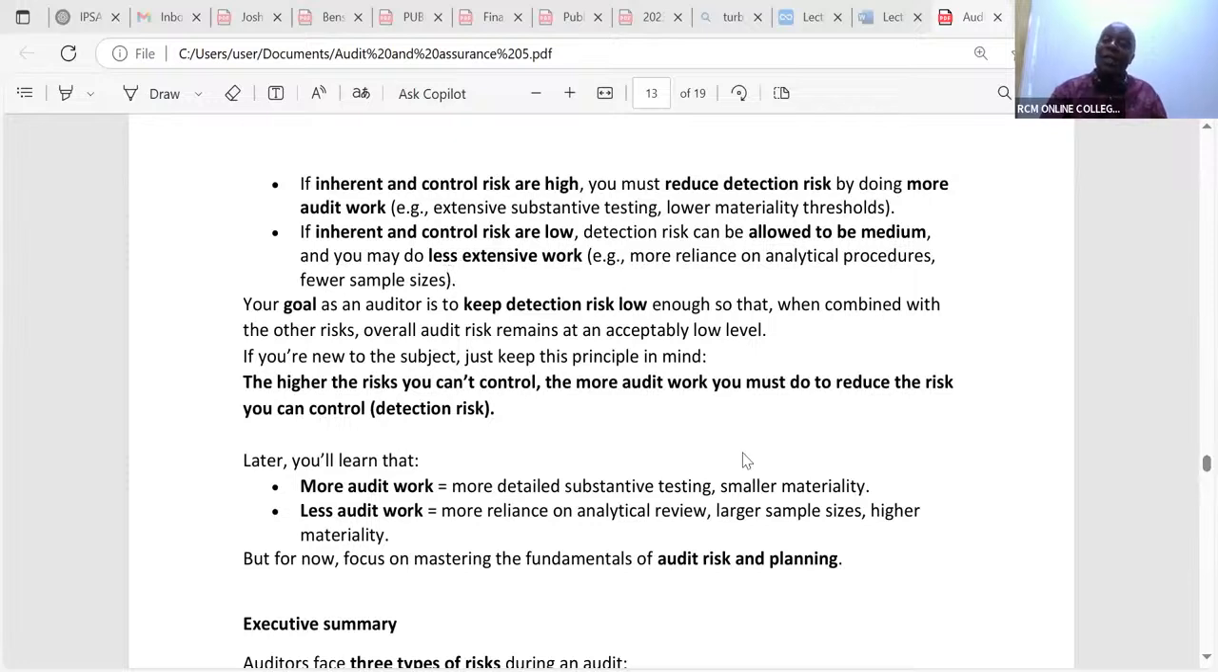Now, ladies and gentlemen, one thing that I would want to tell you is this. When you lower your detection risk as an auditor, it means doing a lot of work to be able to detect issues. An auditor will do a lot of work. When I do a lot of work, it means what here? More resources.